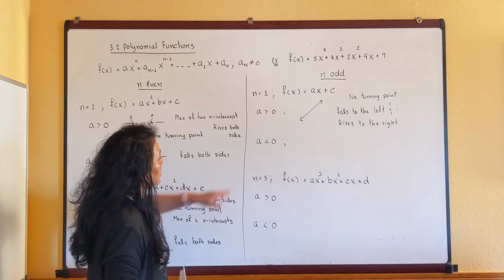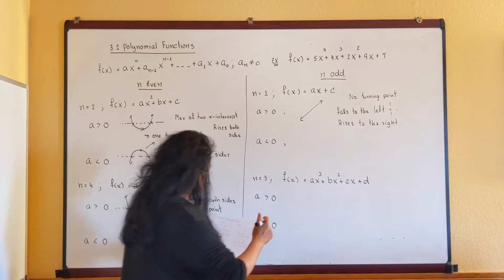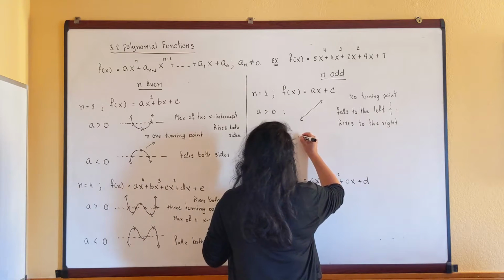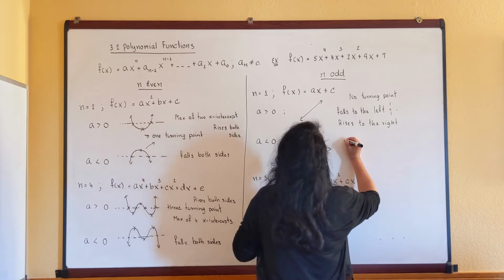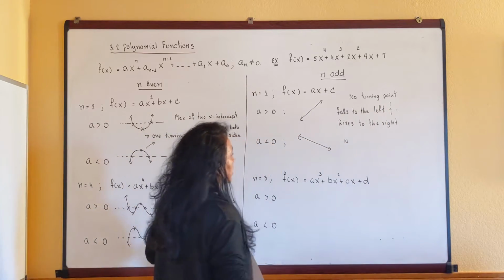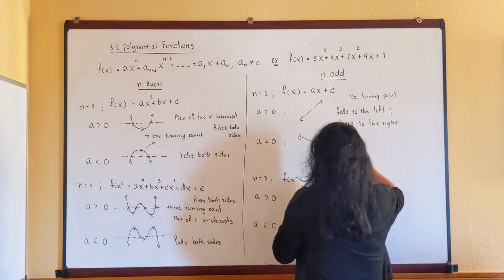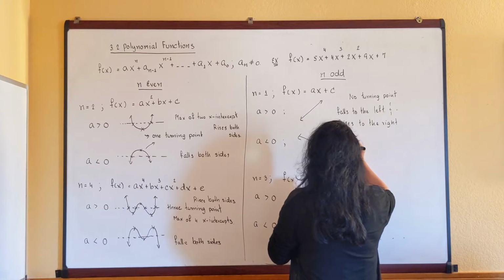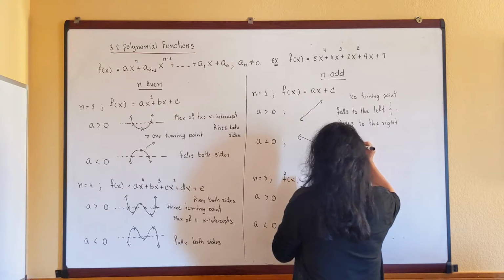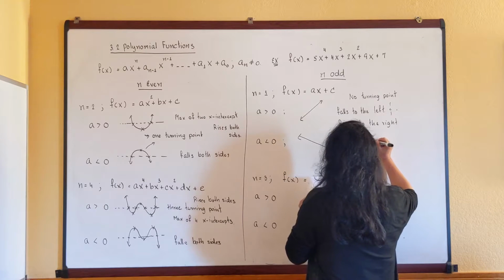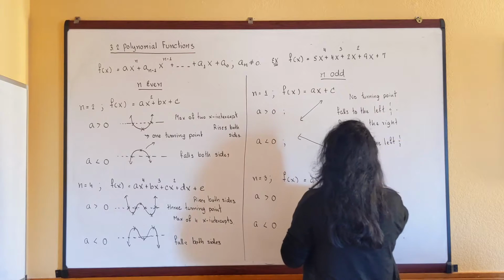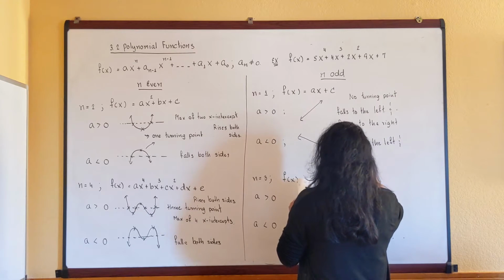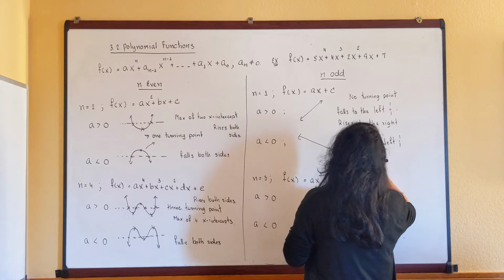Now if a is negative, it's going to be the opposite. It's going to go this way. It's going to have no turning point, all right, but it rises to the left and falls to the right.